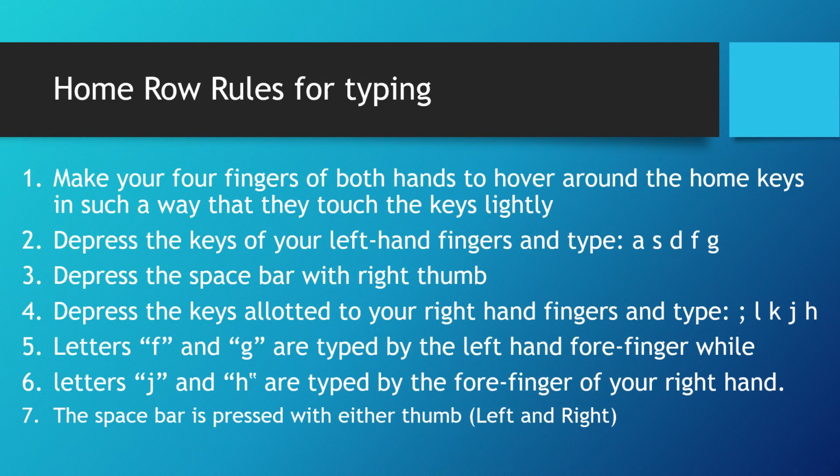Now home row rules. What are the rules? Make your forefingers on both hands hover over the home row. Depress the keys of your left hand on fingers A, S, D, F, G. Depress the spacebar with the thumb. Depress the keys allotted to your right hand: semicolon, L, K, J, H. Letters F and G are typed with the left hand forefinger, while letters J and H are typed with the forefinger of the right hand, and the spacebar is pressed with the thumb.